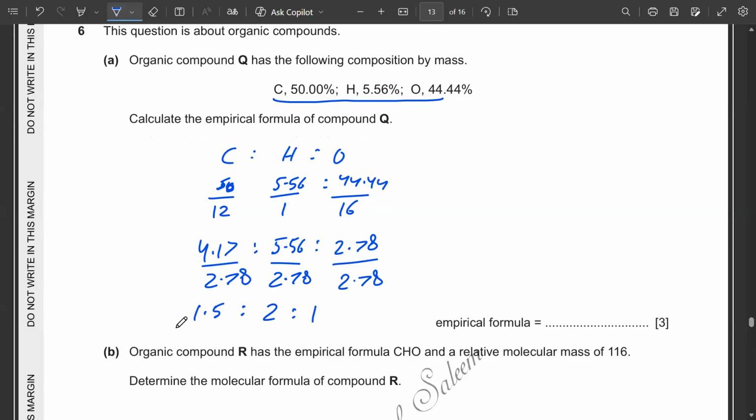But this is still not the simplest. So we have to convert this 0.5 into a whole number. For that purpose, you will multiply the whole of this ratio by 2 to make it a complete whole number. So this will make 3 ratio 4 ratio 2. So 3, 4, 2. So the empirical formula will become C3H4O2. This is the empirical formula.